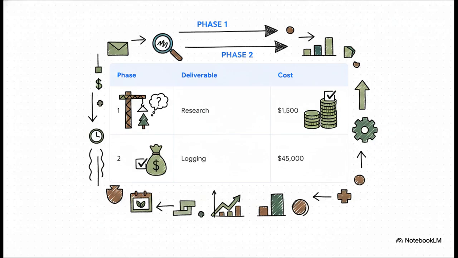Notice how phase 1 is just researching and delivering a feasibility report for $1,500. Then phase 2 is the actual major project, the eco-friendly logging itself, coming in at $45,000. By splitting them up like this, you show the client exactly what they're paying for at each step, ensuring they know they can afford the final project before paying you to research it. It's a real game changer.